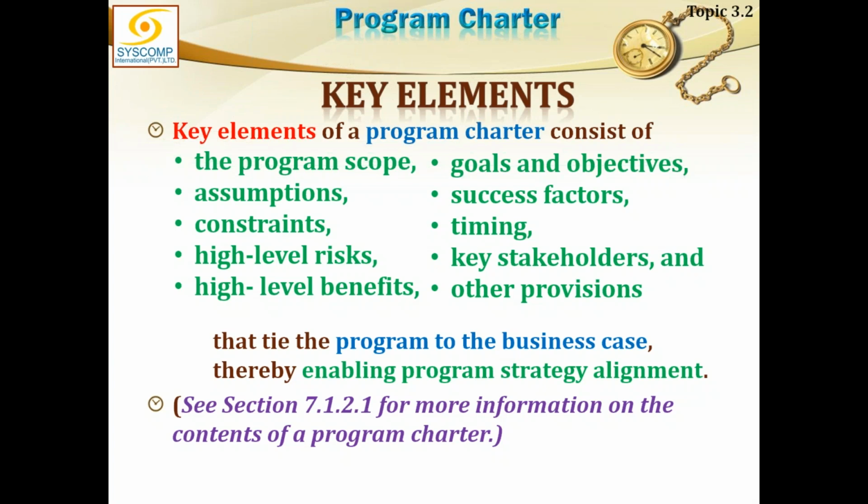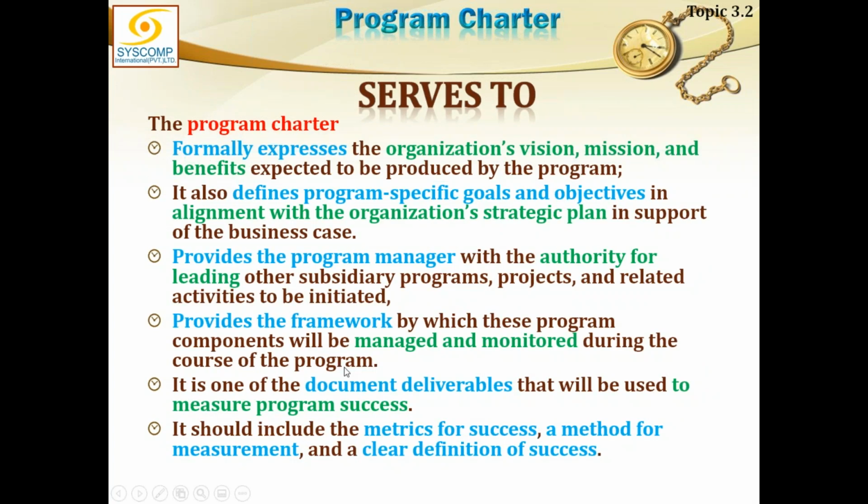So whatever is scribbled here would form part of the baseline ultimately. Program charter is a document which formally expresses the organization's vision, mission, and benefits expected to be produced by the program. So this should be very much crystal clear. It also defines program specific goals and objectives in alignment with the organizational strategic plan in support of the business case.